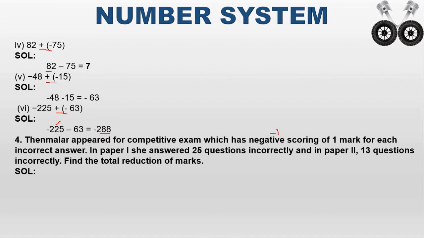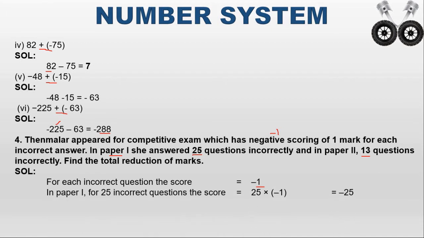So in paper 1, how many questions did he answer incorrectly? 25 questions. Like that, in paper 2, how many questions did he answer incorrectly? 13 questions. So what the question is asking is how many marks are reduced in total from paper 1 and paper 2. For each incorrect question, the score will be minus 1. That is given in the problem.